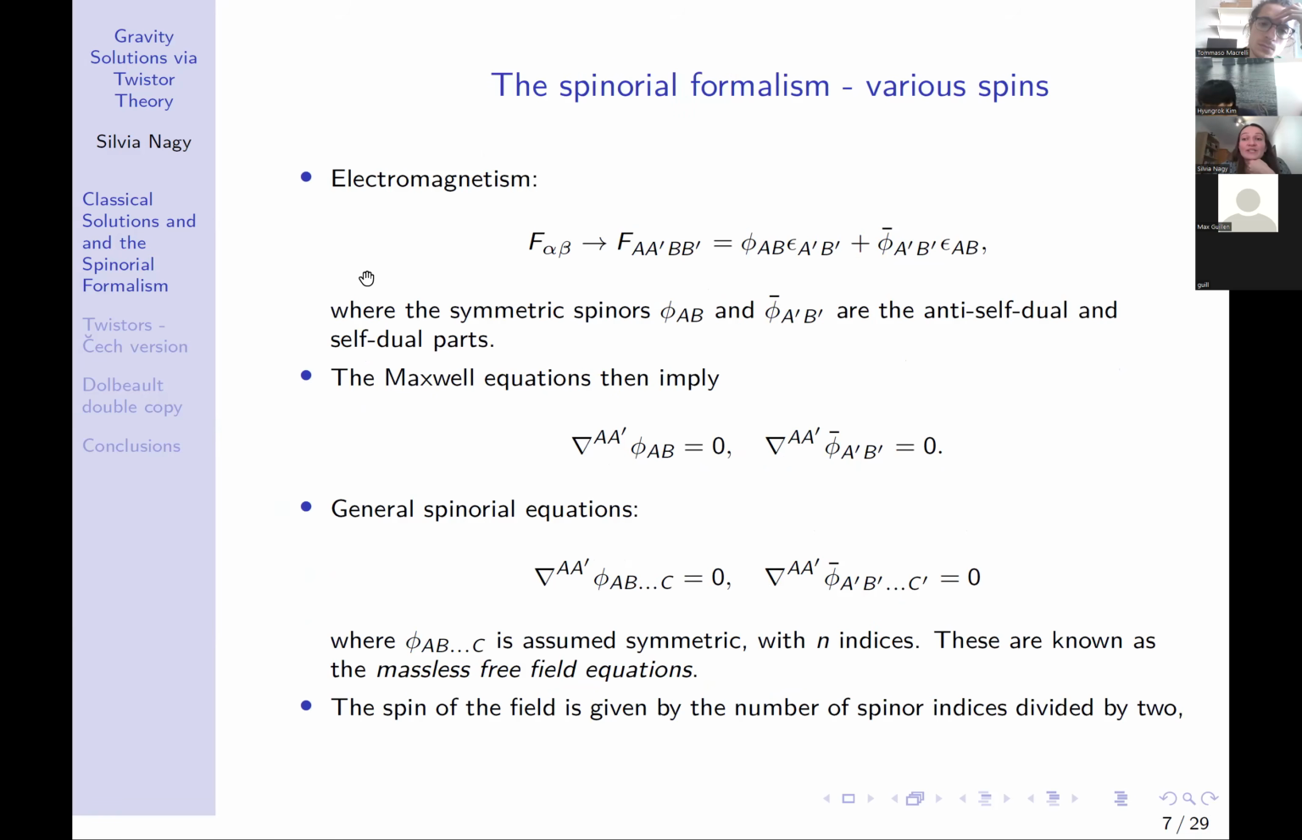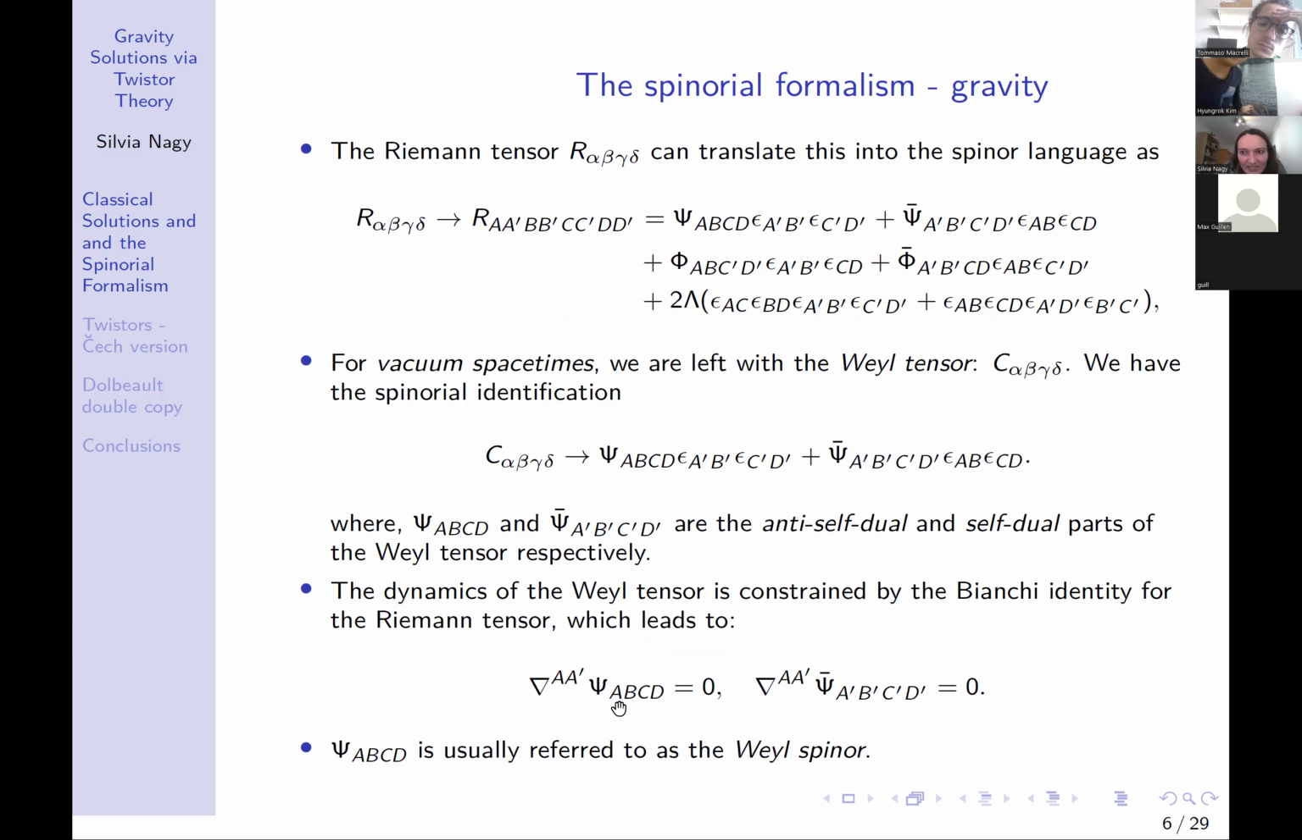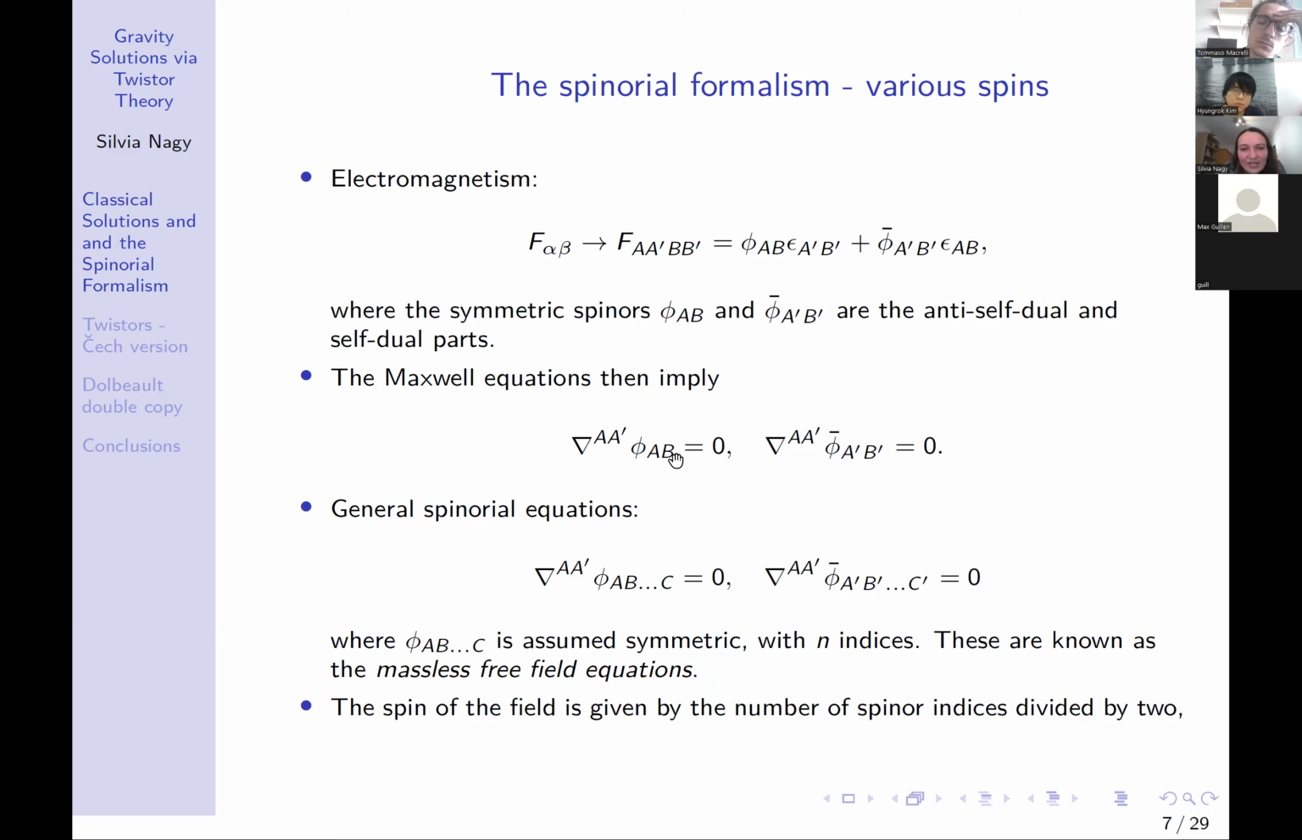Likewise, we can do the same for electromagnetism. Here we start with the field strength. Again, contracting with the Pauli matrices, we have this decomposition. Again, the phi and phi bar are anti-self-dual and self-dual parts. And then the Maxwell equations imply these equations on the spinorial self-dual and anti-self-dual objects. Notice we are now starting to see some similarity between the equation we had for the Weyl spinor and the equations we have here for the parts of the field strength.